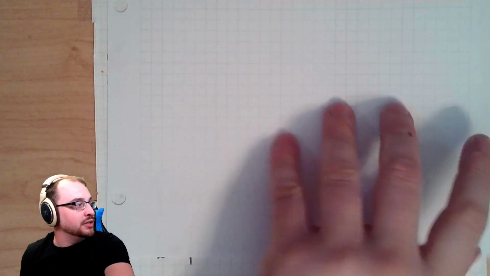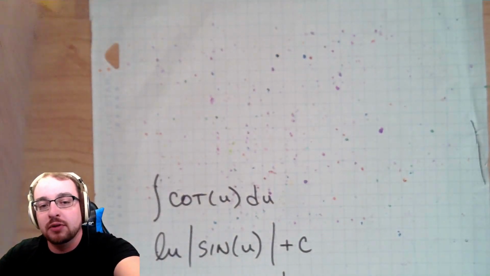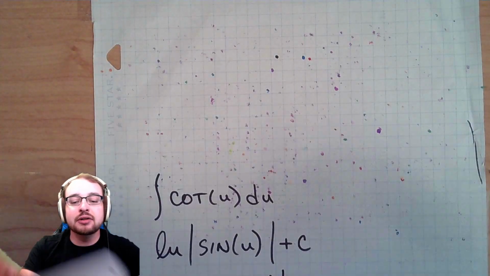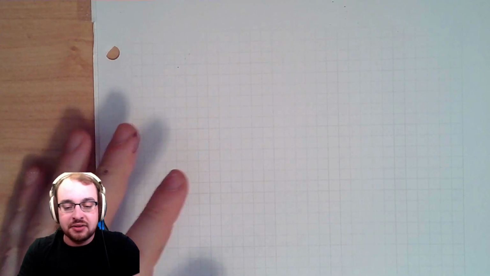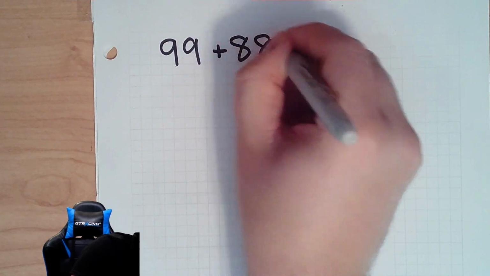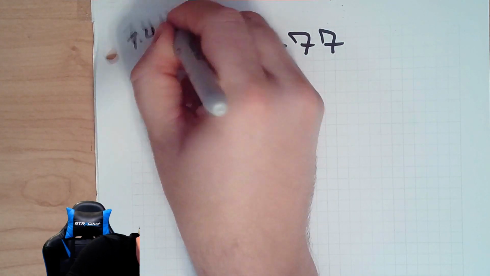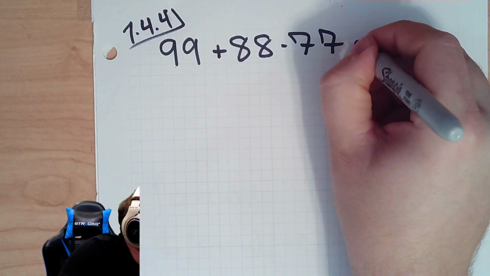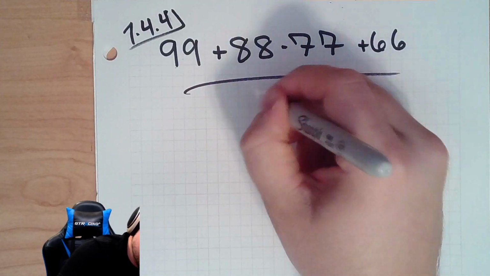2 more, and these ones go by pretty quick. Hopefully you've been skipping around based on what you need to review and what you feel comfortable about, and you're taking notes on what you have learned. They say we've got this, 99 plus 88 minus 77. This is problem 1.4.4. And then plus 66 over 11.